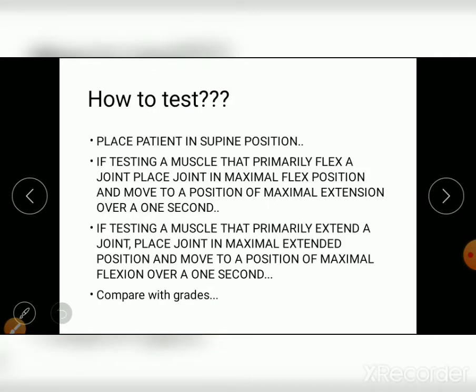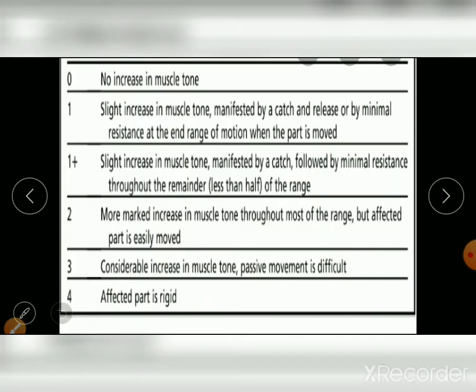So how to test? Place the patient in the supine position. If the tested muscle is primarily a flexor of the joint, place the joint in maximal flexion and then go to maximal extension over 1 second. If the tested muscle is primarily an extensor, place the joint in maximal extension and go to maximal flexion over 1 second. Then compare the movement grade with the chart. So this is the scale chart.